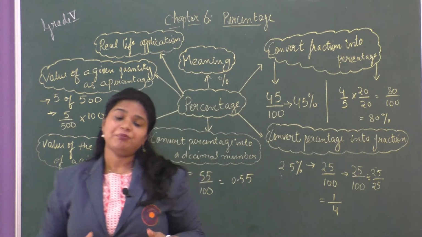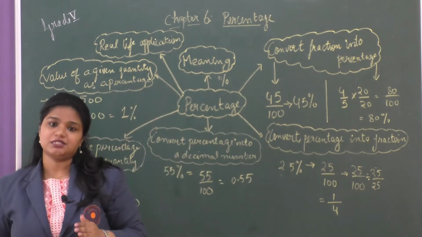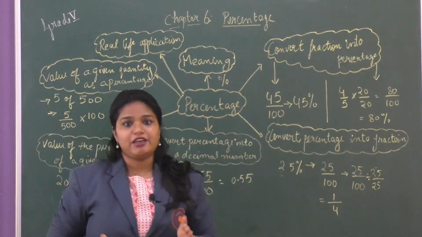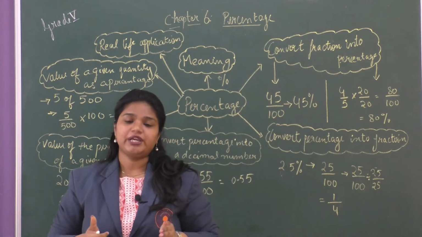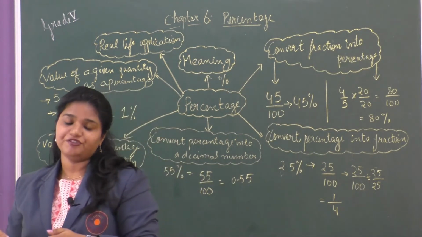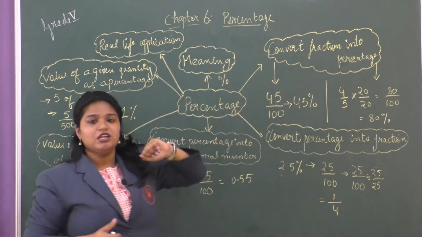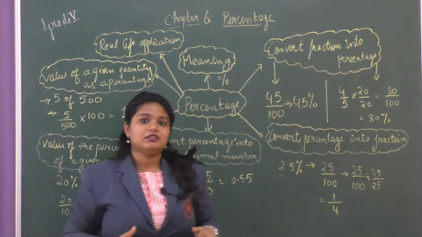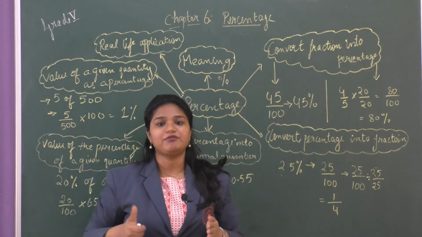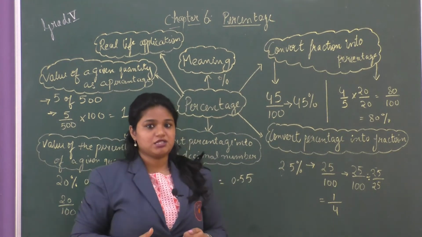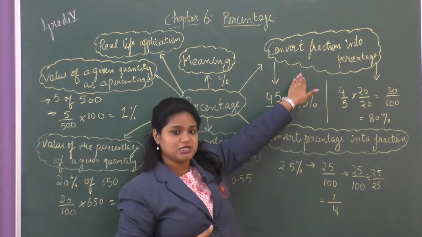We started the chapter by learning about the meaning of the term percentage or percent. We learned that per means every and cent means 100. So percentage when brought together means out of 100 or every 100. Now this is the percentage symbol. So for example, if we say that a student scored 75% marks, that means it is 75 marks out of 100 marks.